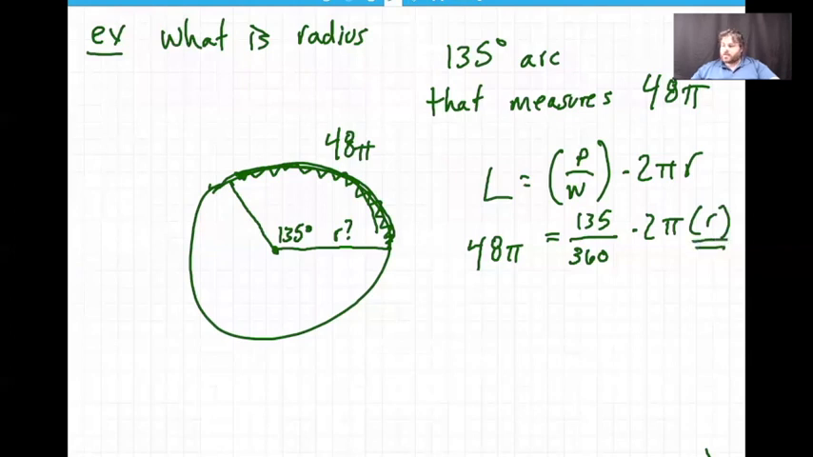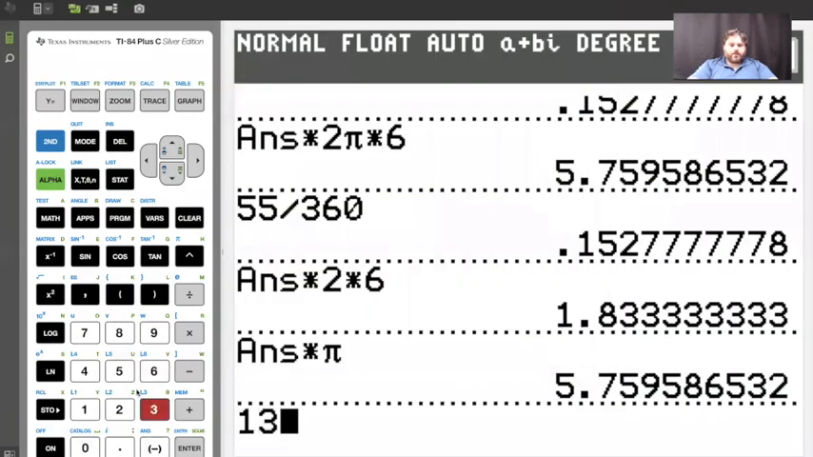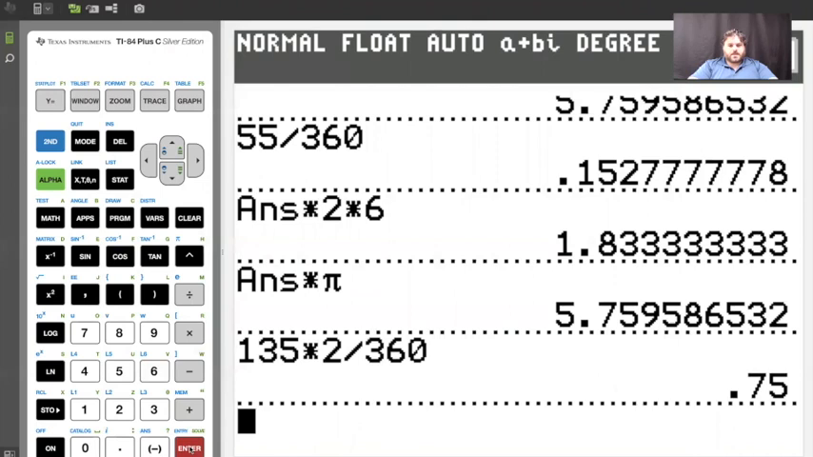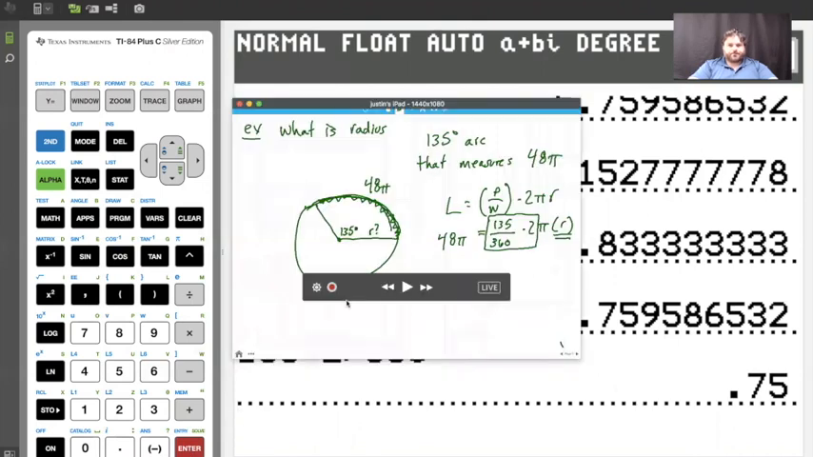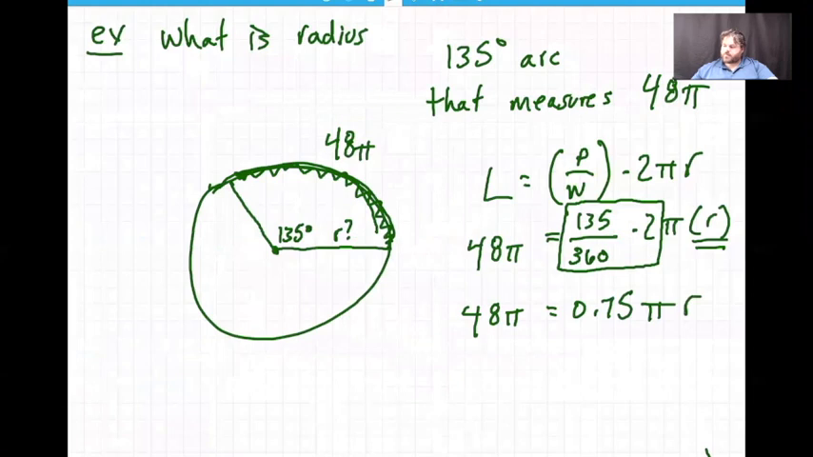So basically what I have to do is find out what all this stuff is. And I'm going to leave the pi, because you're going to see pretty soon when I divide the pi out, the pi's will cancel on both sides, so that's okay. All right, so let me get my calculator here. I want to do 135 times 2 divided by 360. Okay, so I'm going to calculate this. I get 0.75. So what this simplifies to is 48 pi equals 0.75 pi times radius.